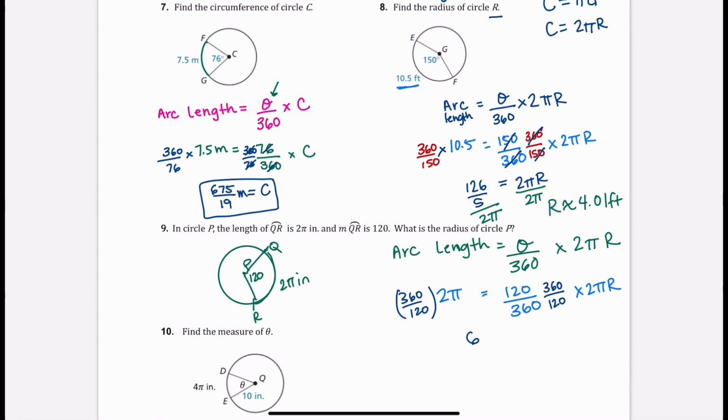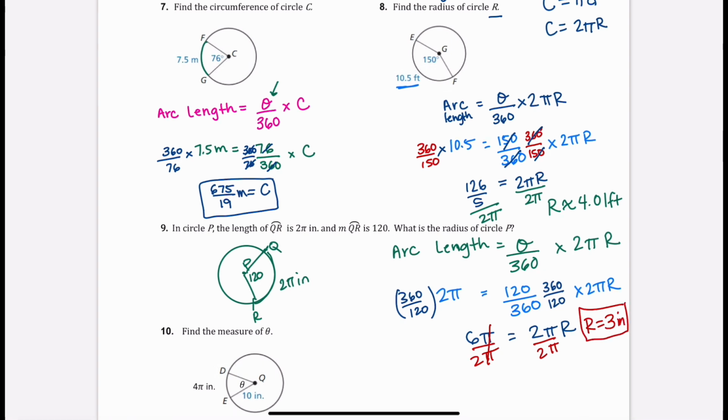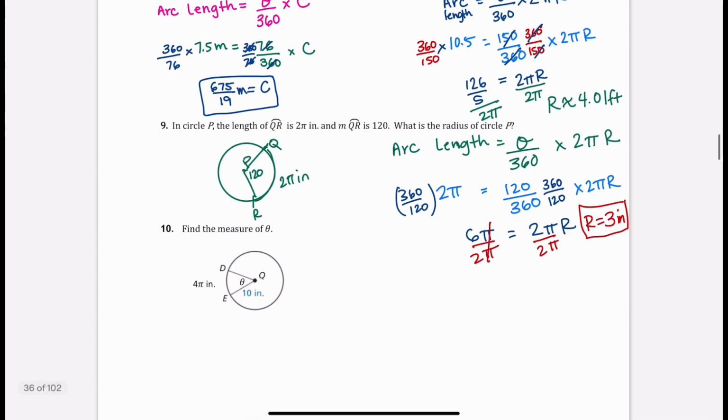That gives me 6 pi equals 2 pi r. If I divide both sides by 2 and pi, the pi's cancel. 6 divided by 2 is 3. So my radius equals 3. And our units is inches. So 3 inches is the length of that radius.